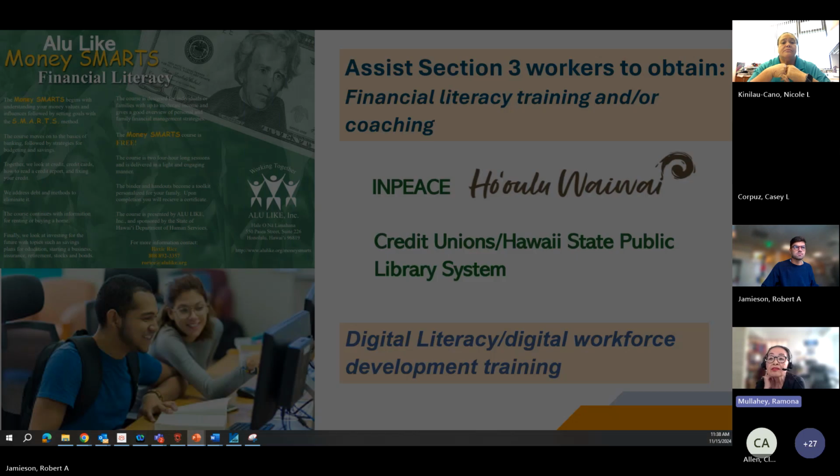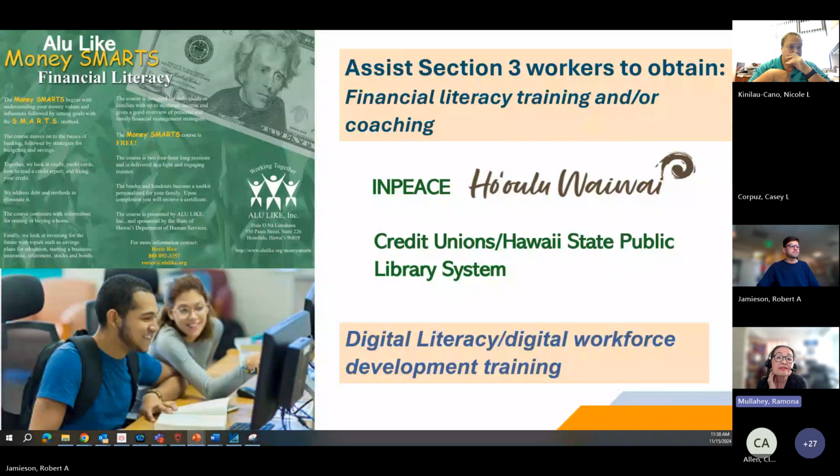When we're also looking at assisting workers, maybe they need some financial literacy training and or coaching. As we know, Aluliki is an excellent resource. They have the Money Smart Financial Literacy Program. Credit unions are out there, and many credit unions offer financial programs. In Peace, of course, has a cultural-based financial literacy program. The state public library system also has financial literacy programs.